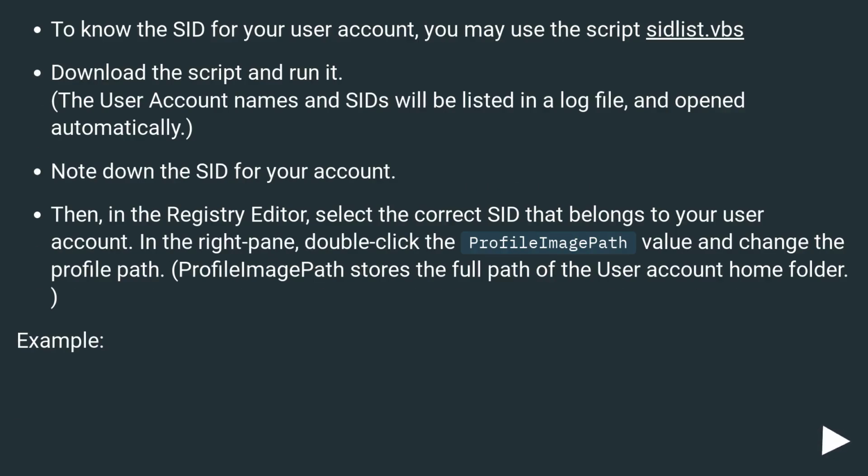To know the SID for your user account, you may use the script sidlist.vbs. Download the script and run it. The user account names and SIDs will be listed in a log file, and opened automatically. Note down the SID for your account. Then, in the Registry Editor, select the correct SID that belongs to your user account. In the right pane, double-click the ProfileImagePath value and change the profile path. ProfileImagePath stores the full path of the user account home folder. Example.